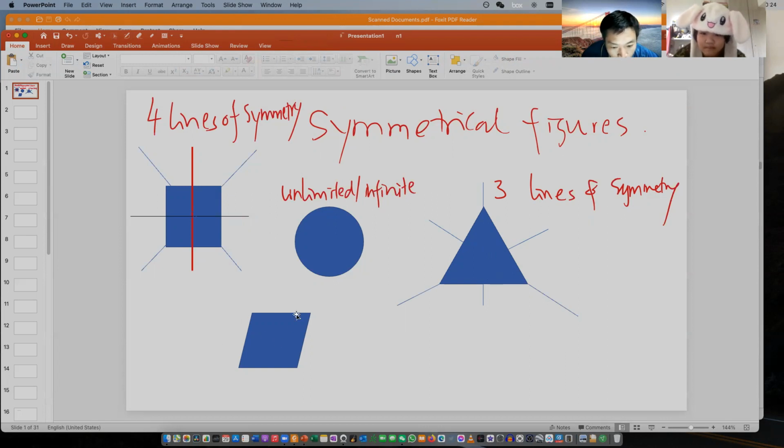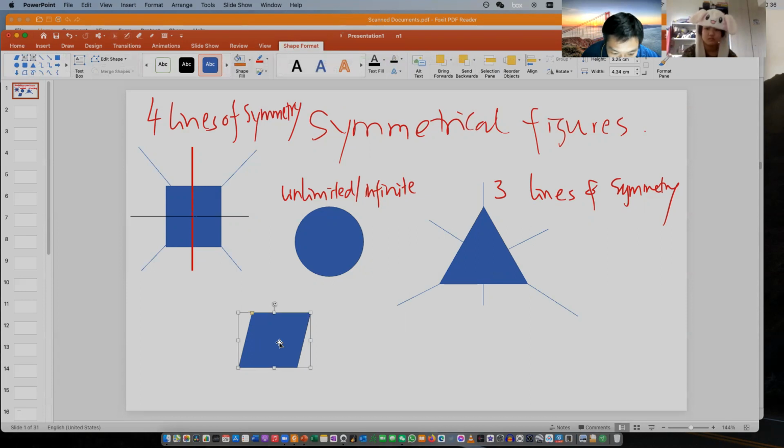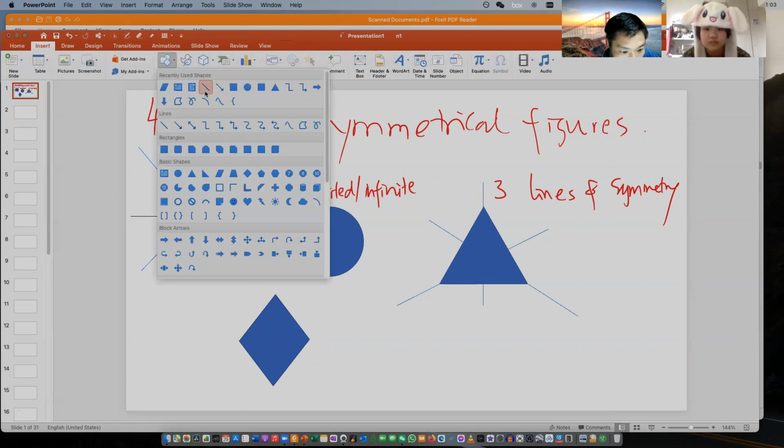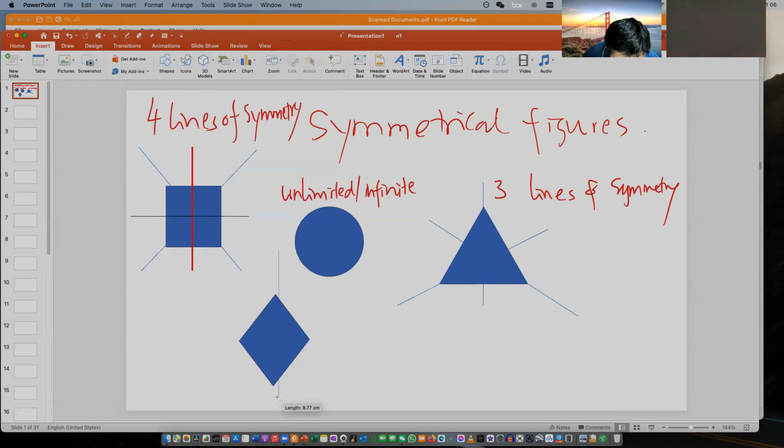So for this parallelogram here, it really depends on what kind of parallelogram this is. If it's a perfect rhombus, but I don't think this is a rhombus. I have already rotated it, and from this angle, it doesn't look like a rhombus to me. So this is a parallelogram. Let me try to draw a line of symmetry and see if I can draw one or not. So let's try.